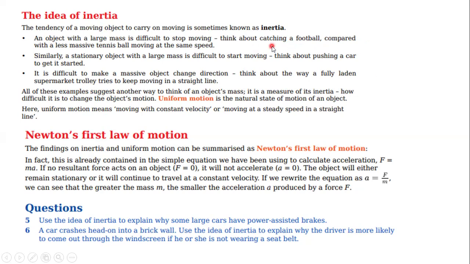For example, let's say you are catching a football, and compare it with a less massive tennis ball moving at the same speed. Which one is hard to catch? Usually it is the football, because it has a higher mass. And as I said earlier, when the mass is increasing, the inertia is also increasing, which means it is very hard to move it. For example, pushing a stationary car is very hard at first because the inertia is much higher.